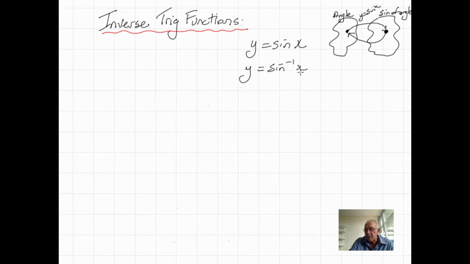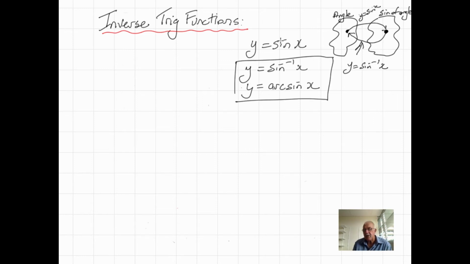That means I've got a value, a decimal that is a sine ratio. This says go find me the angle. So this will give me the angle that has this particular sine. So the inverse is y equals sine to the -1 x. Now don't get confused, that's not 1 over sine x, that's very, very different. Another way to write sine to the -1 is arc sine. Both of those mean exactly the same thing. So that is the inverse of y equals sine x.